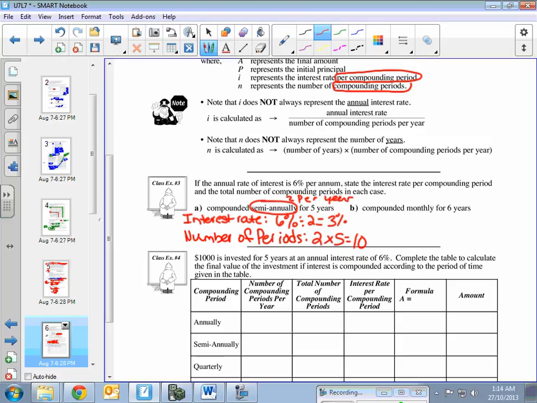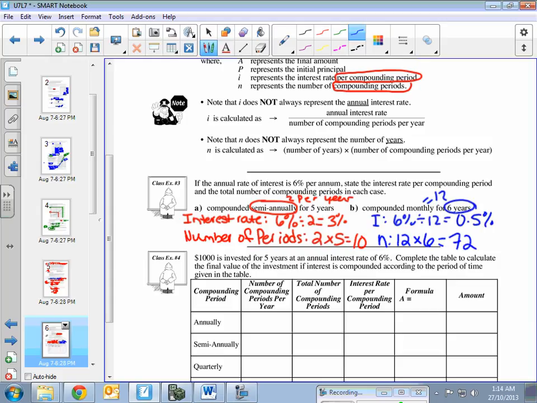So let's look at monthly for 6 years. If I'm talking about monthly, my interest rate will be 6%, and there's 12 months in a year. So 6% divided by 12, this is going to be 0.5%. If I'm talking about my n, I have how many months there are in a year. So there's 12 months in a year times 6 years, this is equal to 72.